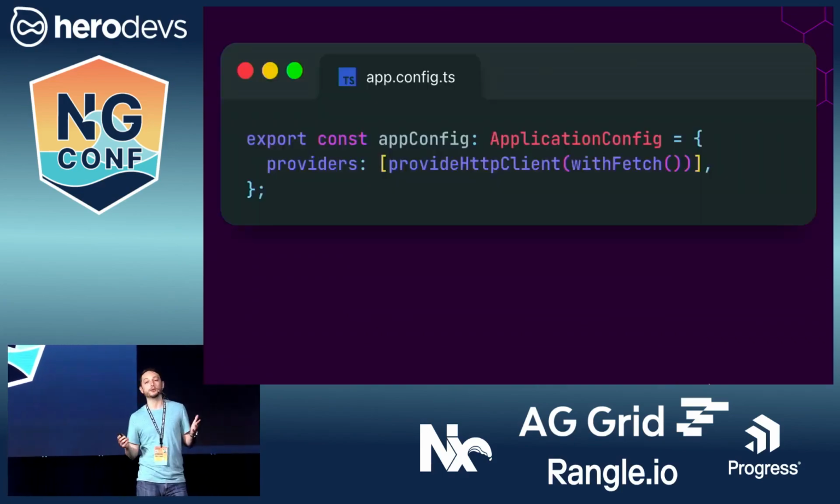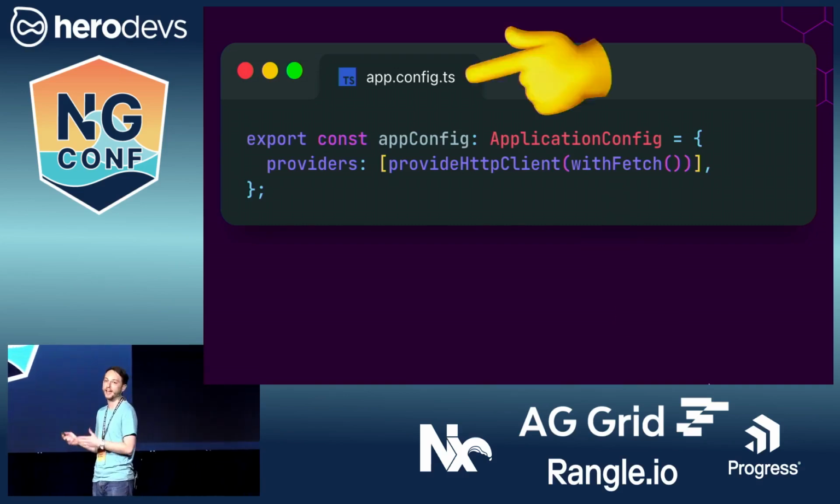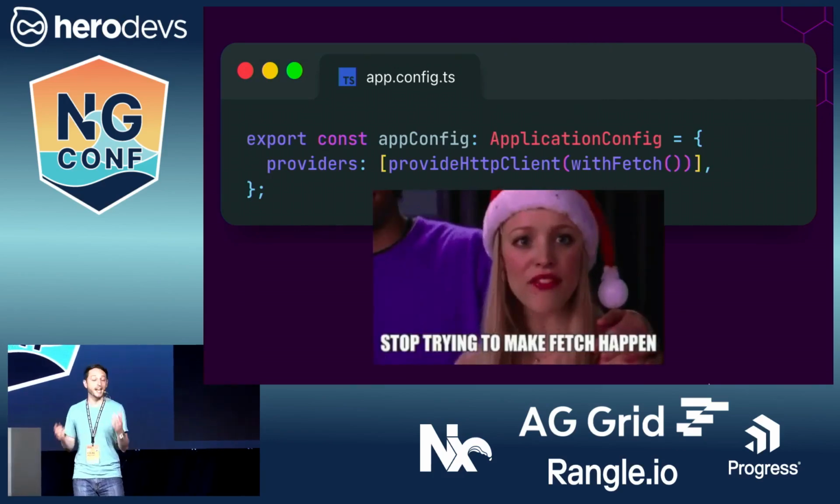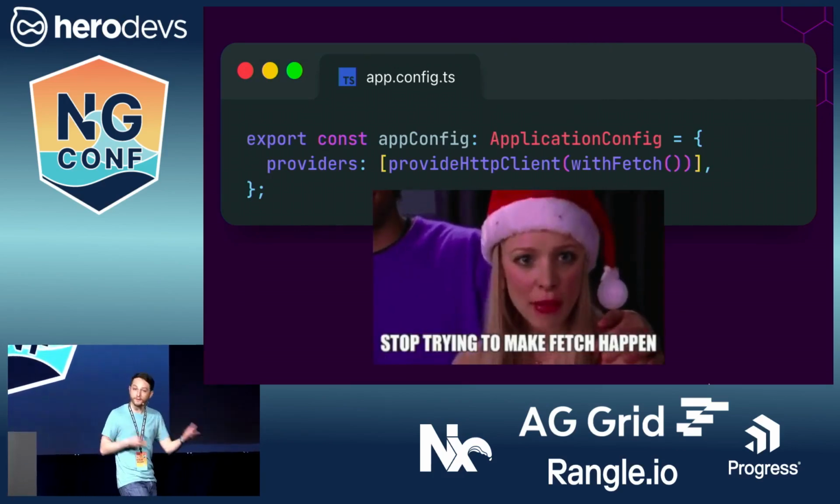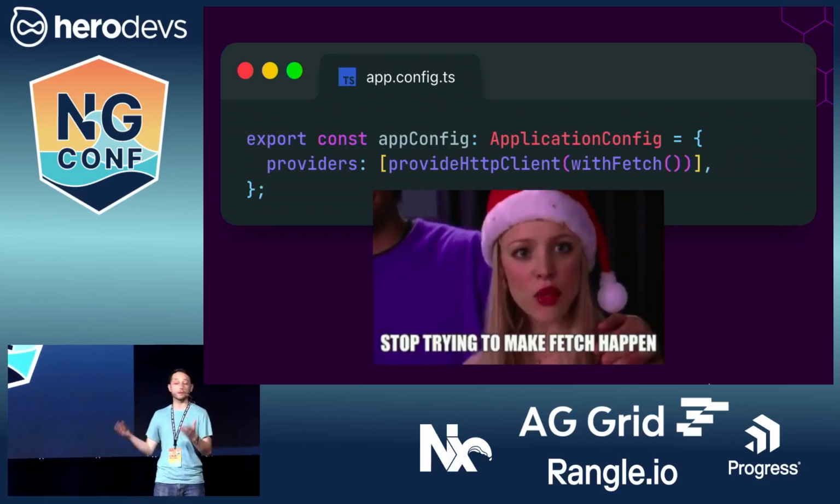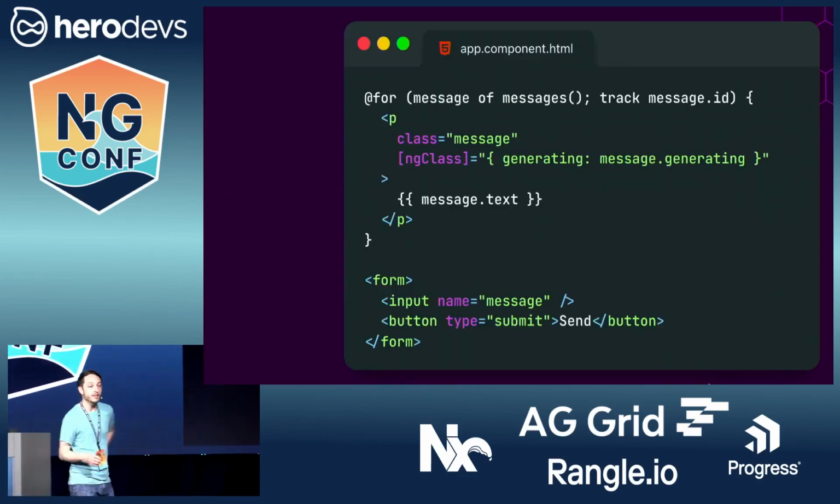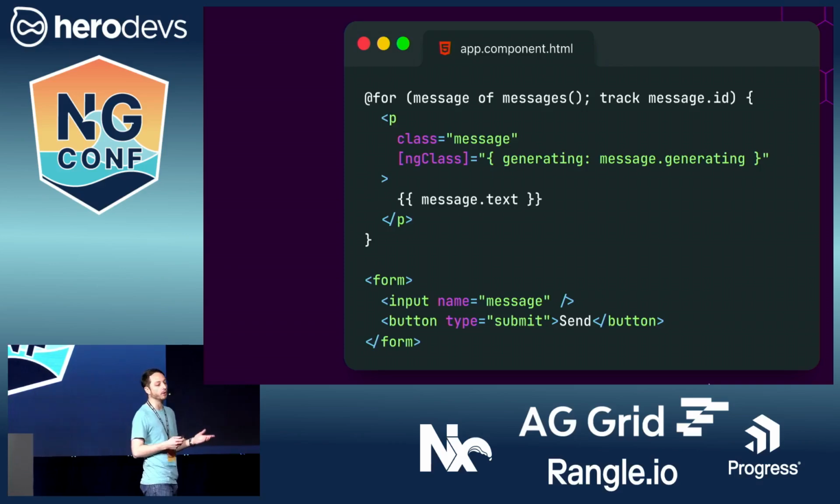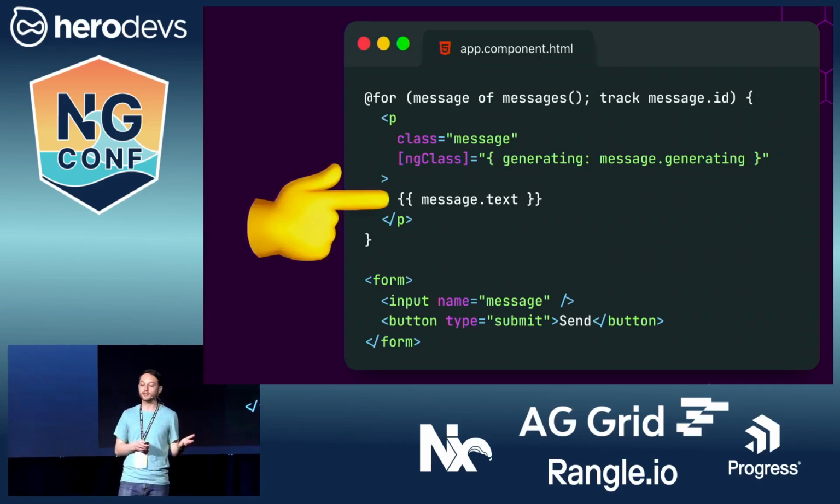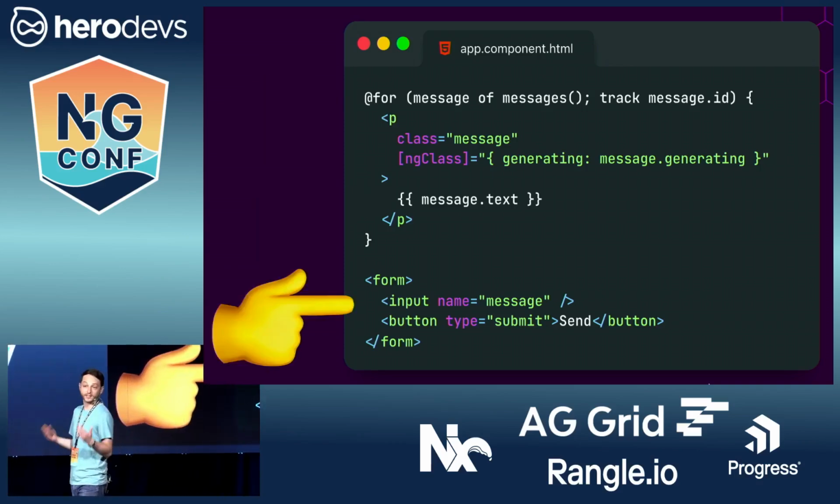The first thing we need to do to enable this real-time data streaming is to provide the HTTP client withFetch in our app config. This tells Angular to use the newer JavaScript fetch API behind the scenes, which opens the door to more advanced features like this real-time data streaming. The actual UI code for our app is pretty simple. We have a for loop showing a list of messages and a form for the user to send messages.